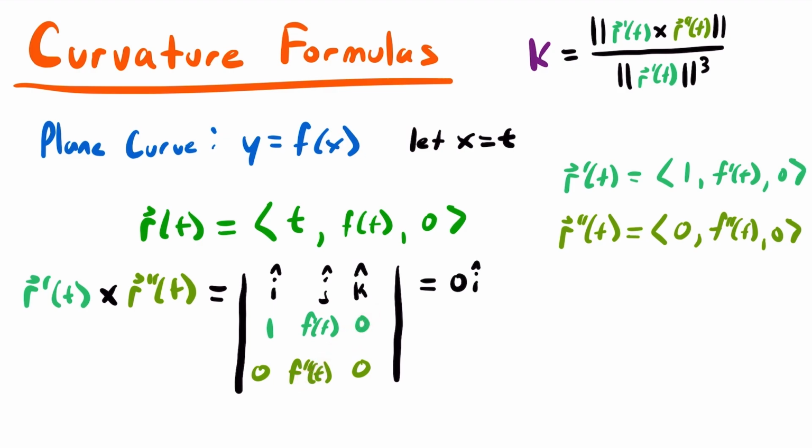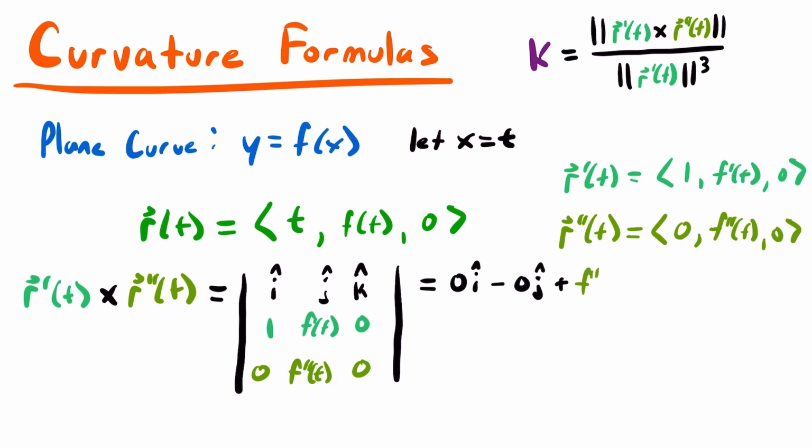You have 0i, and then you're subtracting the j term. So if we cross out the j column, you'll have 1 times 0 minus 0 times 0 for that determinant, which is also 0. So you have 0j plus the k term. So we'll cross out the k column, and then calculating a 2 by 2 determinant, you get 1 times f double prime of t minus f prime of t times 0, which is 0.